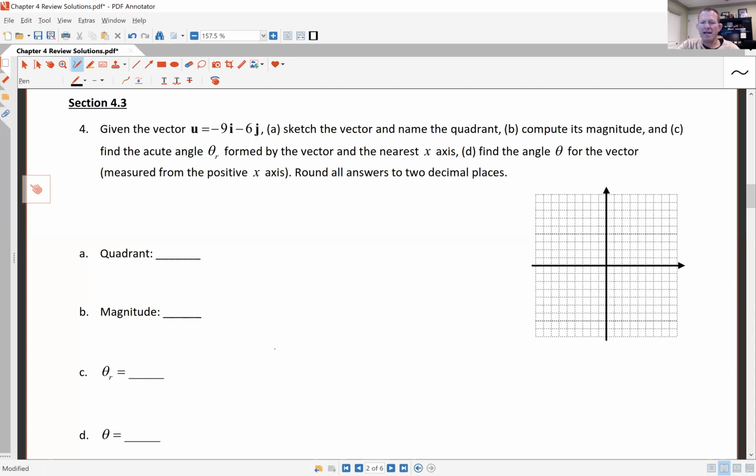So remember, i is the unit vector in the positive x direction, j is the unit vector in the y direction. They're unit vectors, and when you multiply them by a number, it increases their length. So negative 9i would be negative 9 to the left, negative 6j will then go 6 down. It's a lot like plotting the point negative 9, negative 6.